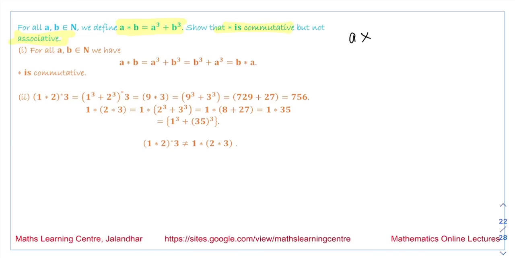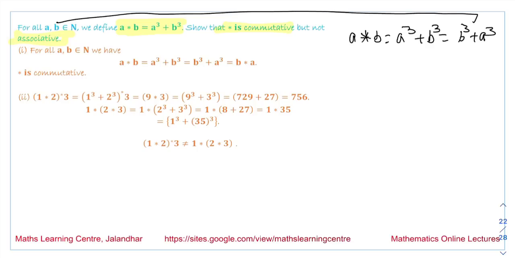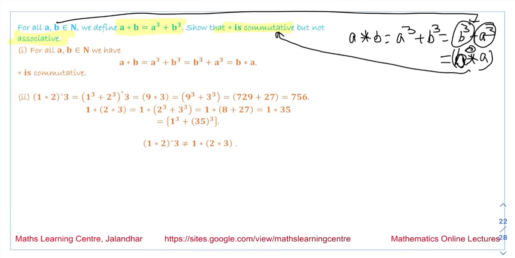For commutativity, we are saying A star B is equal to A cube plus B cube, that is equal to B cube plus A cube. A and B are natural numbers, so A cube and B cube are also natural numbers. So that is equal to B star A. This proves that this operation is commutative.